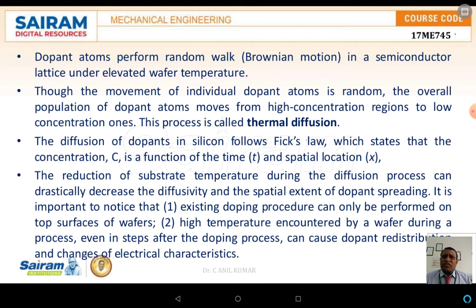Now the reduction in the substrate temperature during the diffusion process can drastically decrease the diffusivity, and the spatial extent of the dopant spreading is also important. The existing doping procedures can only be performed on the top surface of the wafer, and the high temperature encountered by the wafer during the process, even in steps after the doping process, can cause the dopant to redistribute and also change the electronic characteristics.